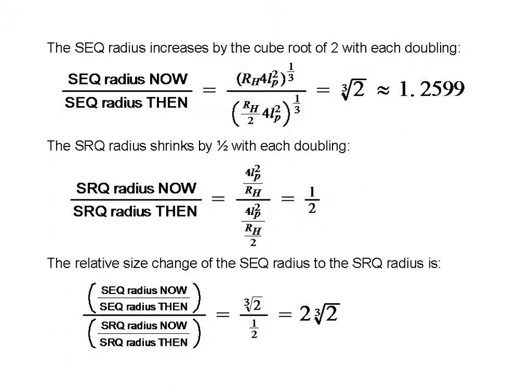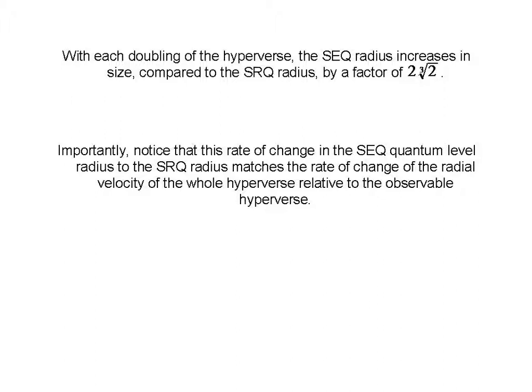The relative size change of the SEQ radius to the SRQ radius is the cube root of 2 divided by 1/2, or 2 times the cube root of 2. With each doubling of the hyperverse, the SEQ radius increases in size compared to the SRQ radius by a factor of 2 times the cube root of 2. Importantly, notice that this rate of change matches the rate of change of the radial velocity of the whole hyperverse relative to the observable hyperverse.